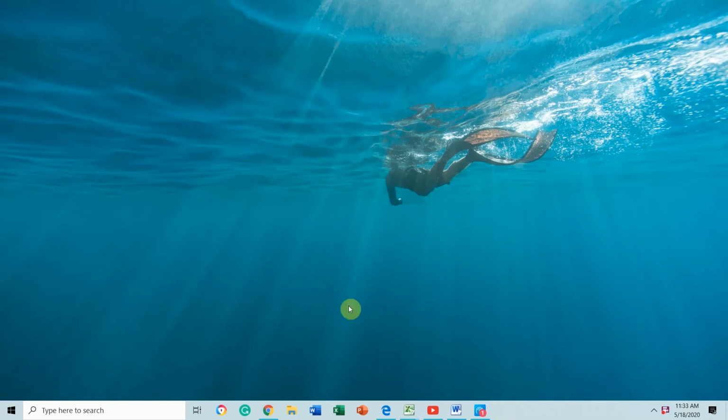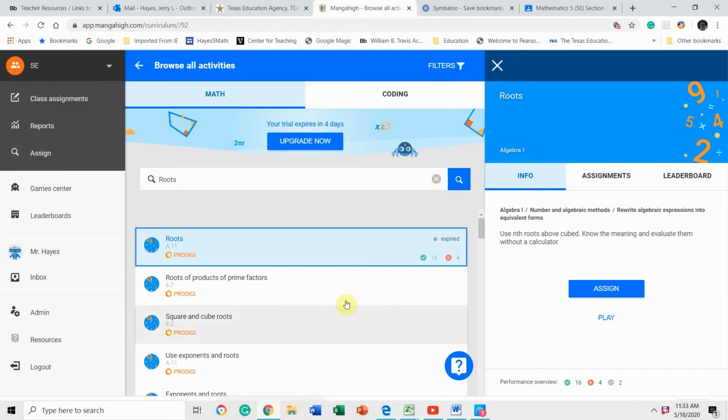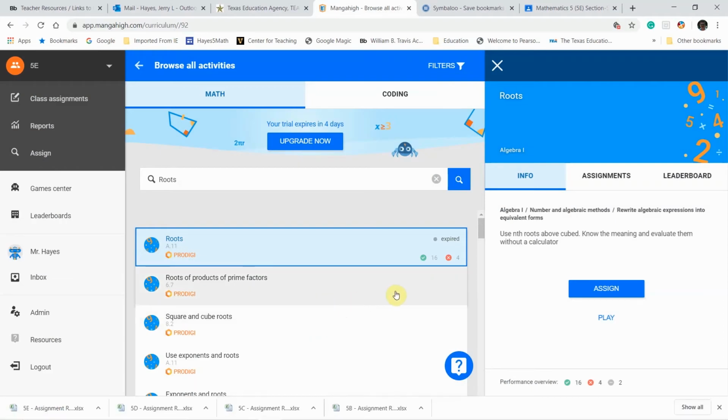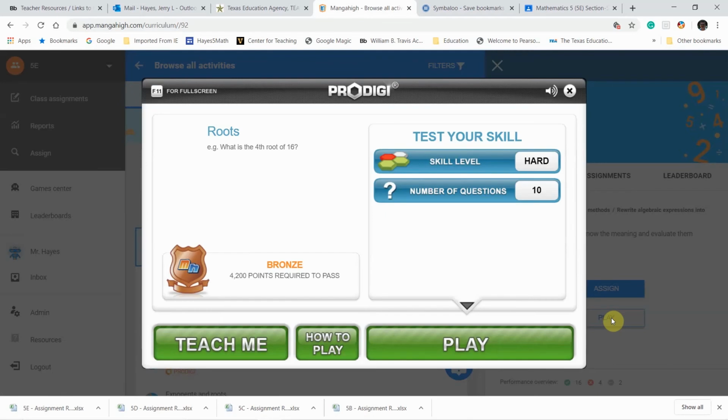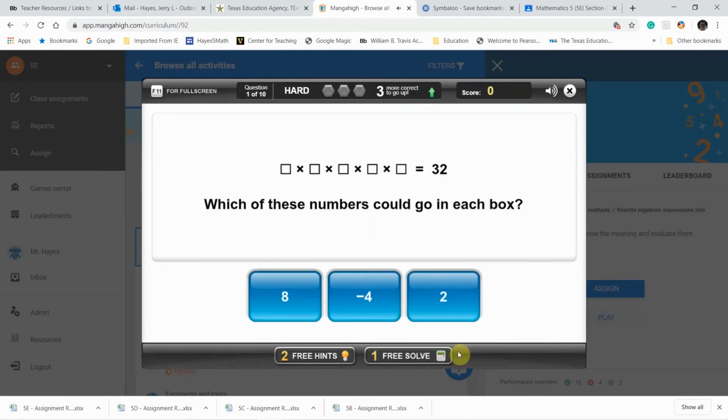Okay, let's see if I can get this to work correctly, and we'll get us into the program so I can show you how it works. The assignment was roots, and it's talking about square roots. So let's go ahead and play this and see what we can find out.